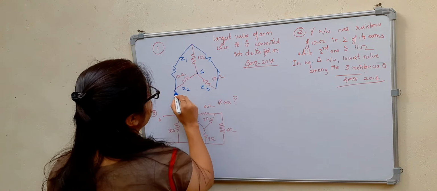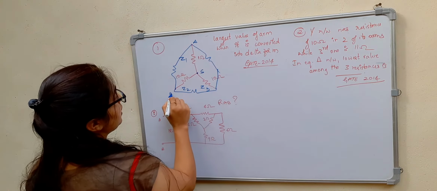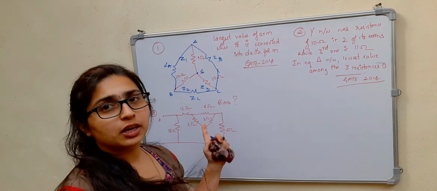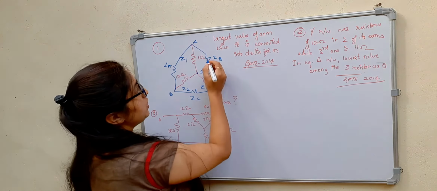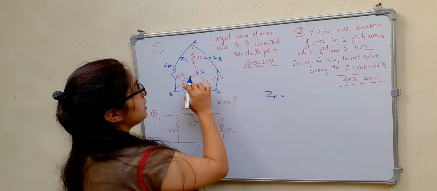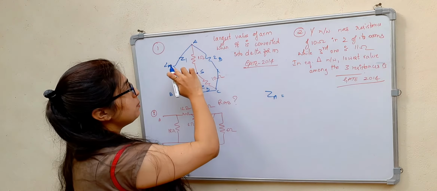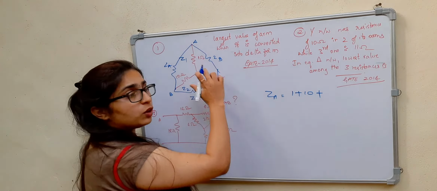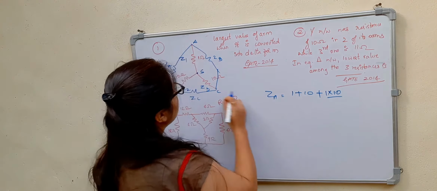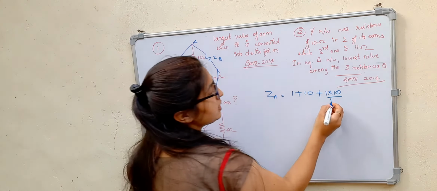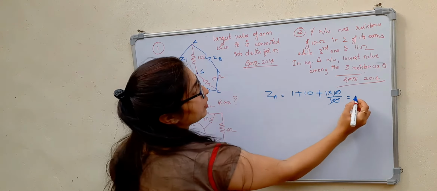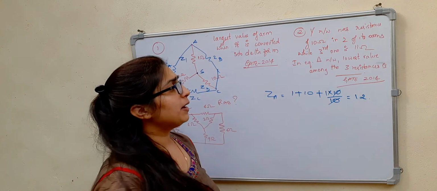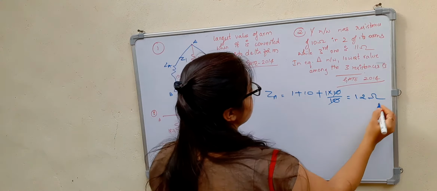So that will be this A, B, C. So this is ZA, ZB and ZC. You know the formula for converting into delta connection. So ZA is nothing but the sum of these two branches, that is 1 plus 10, plus the product of those two, that is 1 into 10, divided by the other remaining branch, that is 10. So this will be 1 plus 10 plus 10 divided by 10. So it is 12 ohms, right?